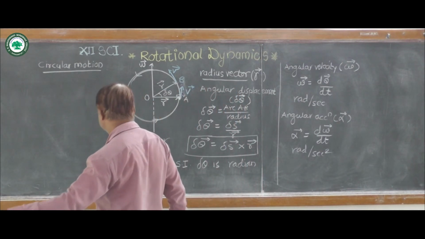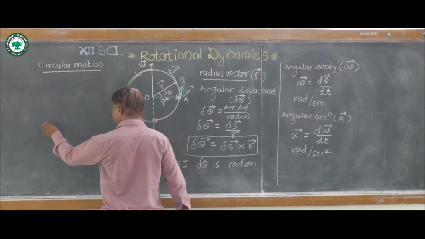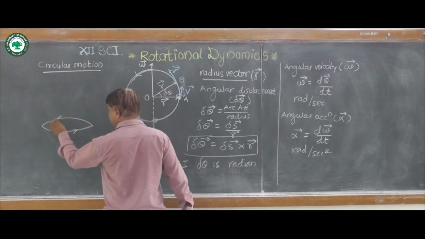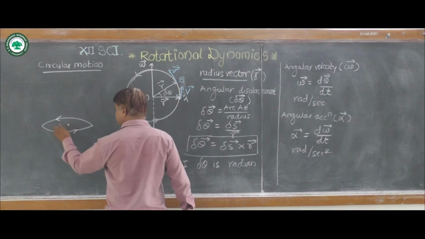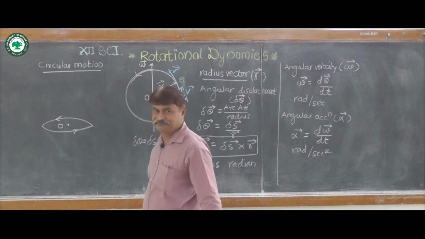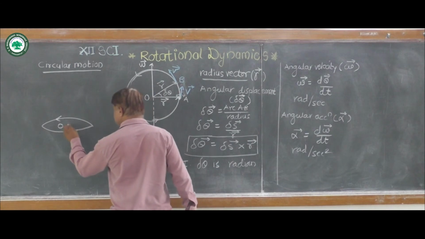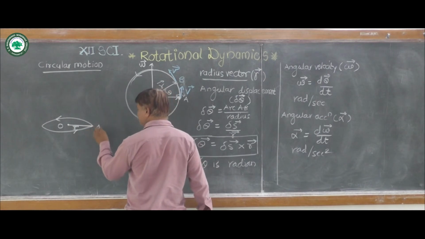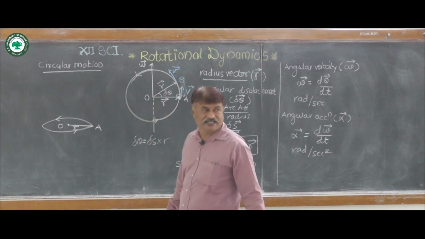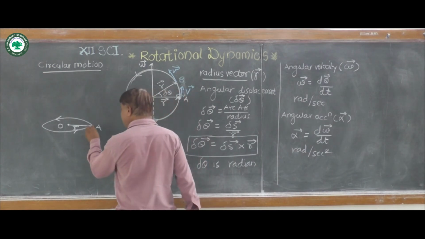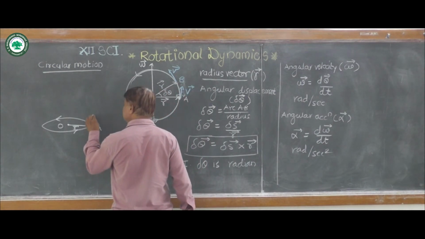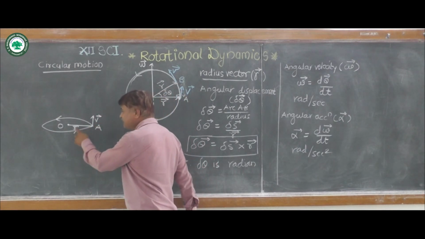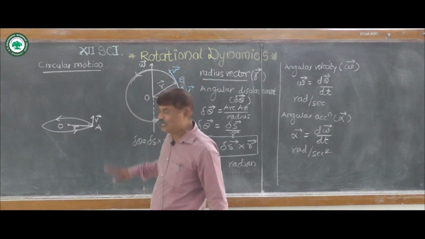For more comfort, if we draw the circle in a horizontal way, with the particle moving in an anti-clockwise sense, this is the point O, the center of the circle, and this is the radius vector r bar. This is the position of the particle A on the circumference of the circle. At A, velocity moves along the tangent. This velocity and the radius vector are perpendicular to each other but lie in the same plane.